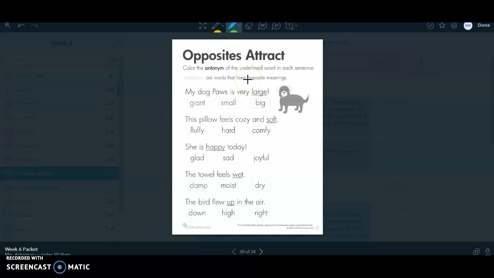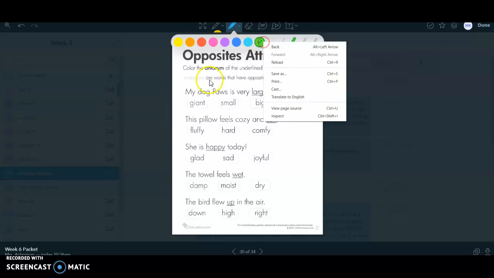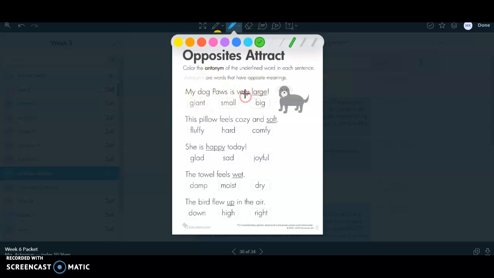So you are going to, this word is the word they underline. So which one of these words means the opposite of this word? And you're going to color it in. So you can get your highlighting tool and color in whichever one you think. If it's this one, you can color it in. If it's this one, color it in. Or if it's this one, okay, you can color them in. Sound good? All right. So there's grammar.